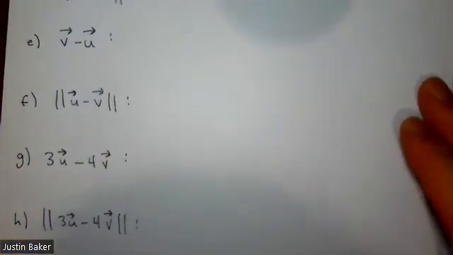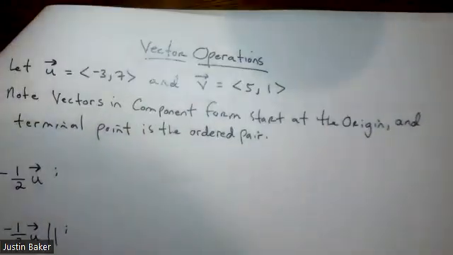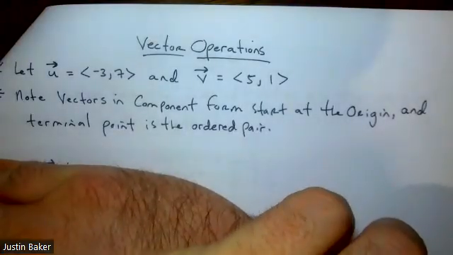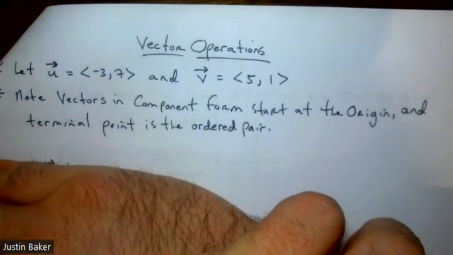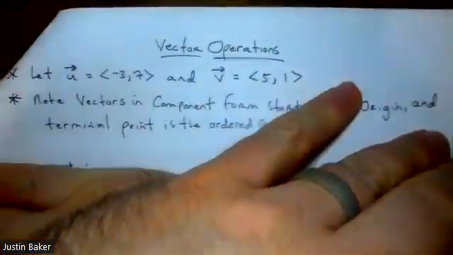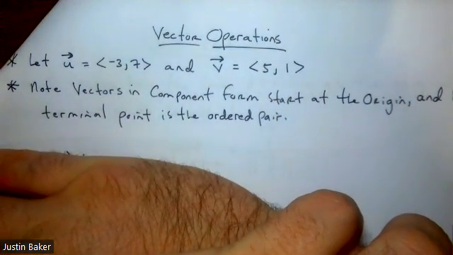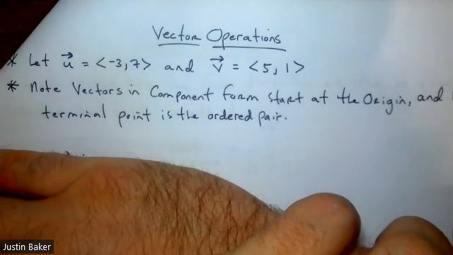Okay. Next up, we're going to give you some time to work through these. Go ahead and copy this down at the top, and then I'll slide the paper up so you can do more. It says let vector u be -3, 7, and let vector v be 5, 1. And we want to note here that vectors in component form start at the origin, and the terminal point is the ordered pair.